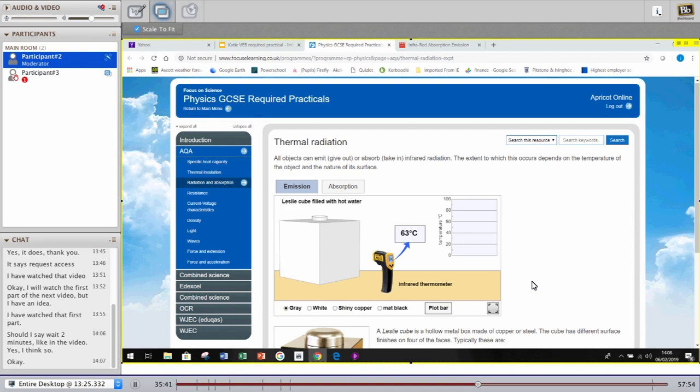So we're starting off on the emissions tab, as you can see there. Okay, and so you've got your Leslie cube there, which has got 4 surfaces: grey, white, shiny copper and matte black. Okay, and you've got your infrared thermometer there. For the grey one, if you click on plot bar, that'll give you the bar to 63 degrees. Okay, then change the surface by clicking on the different colours and then plot the bar each time.